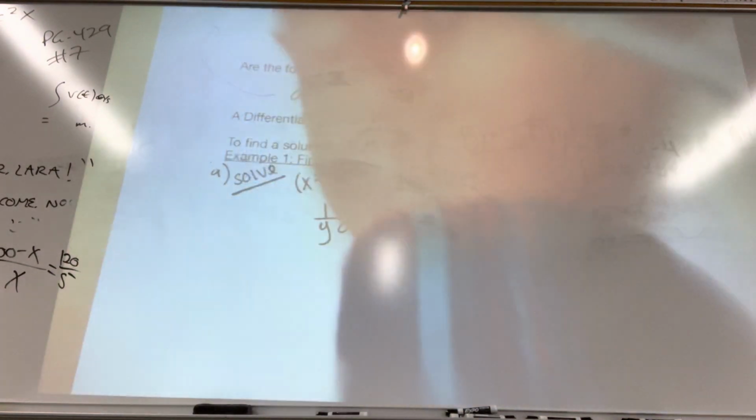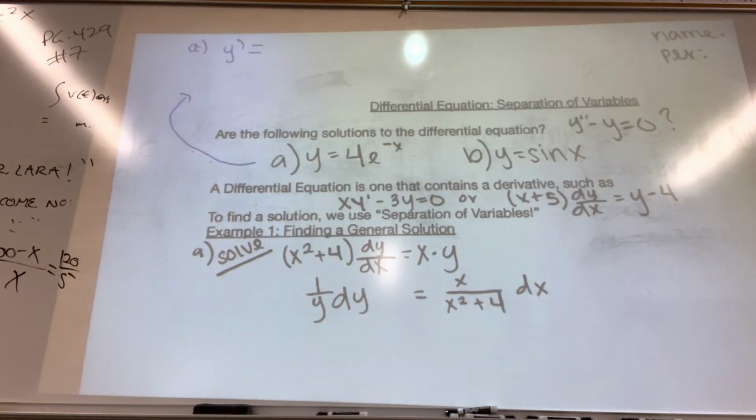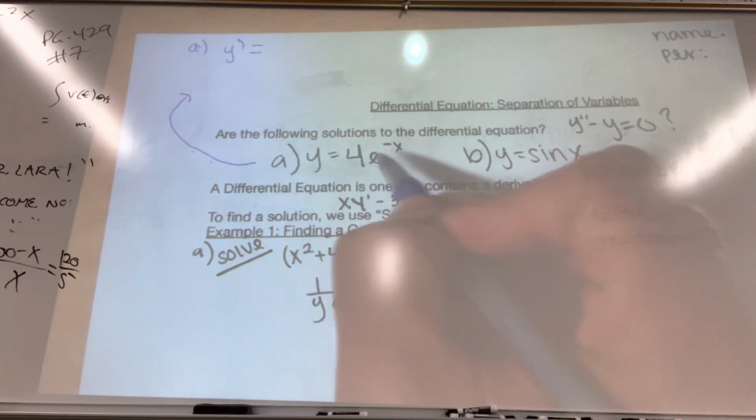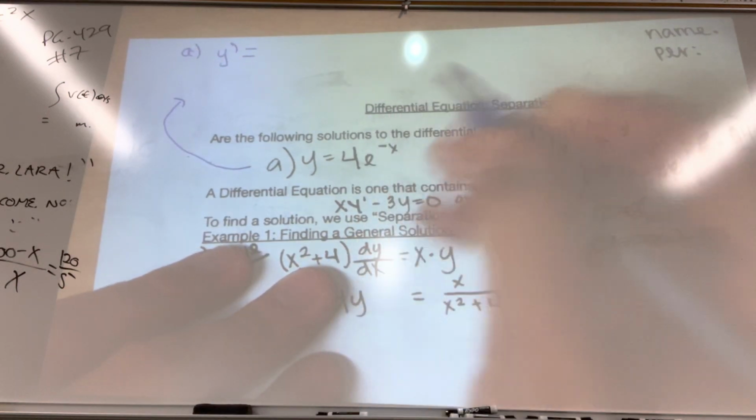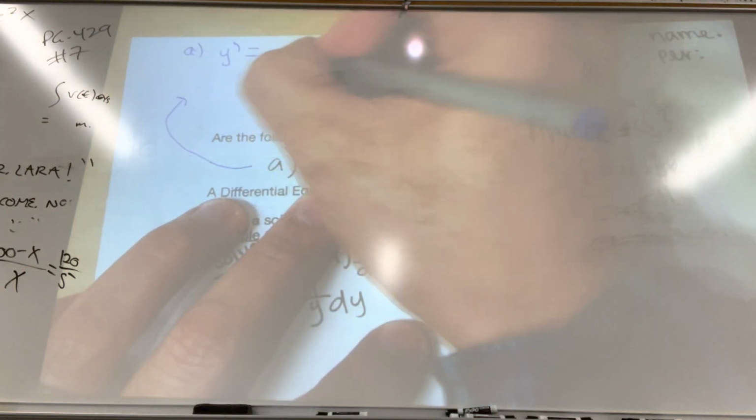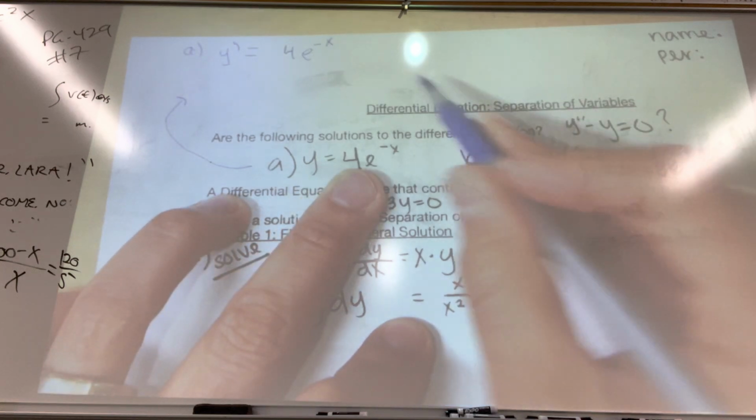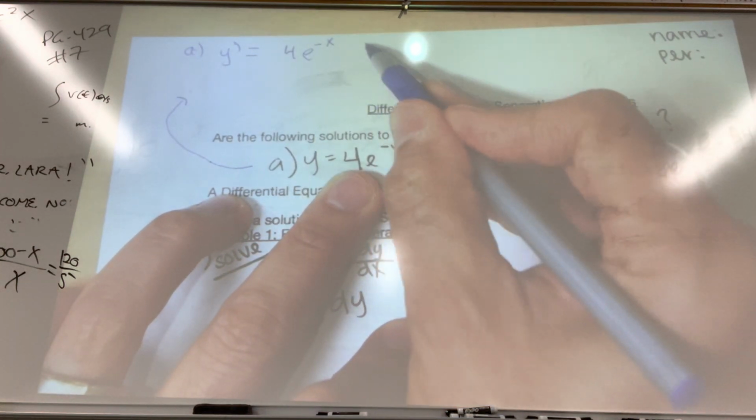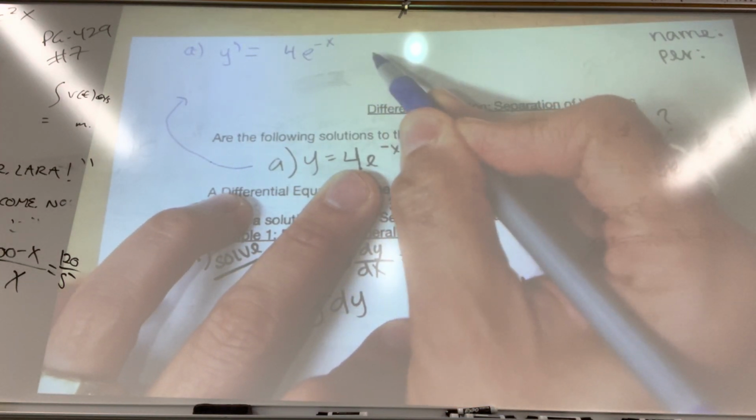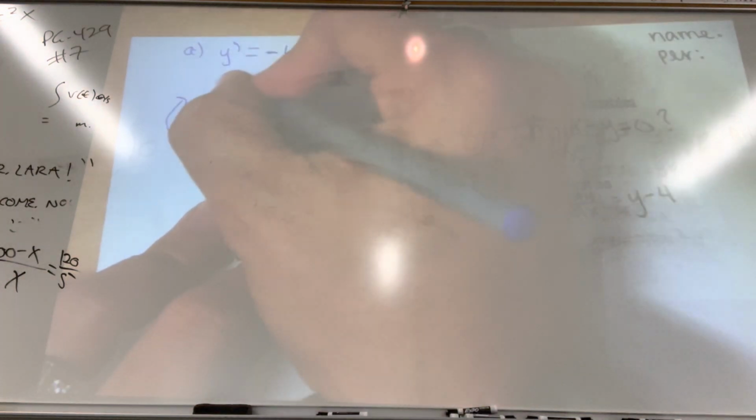first I need to find y prime. If this is y, what's the derivative of 4e to the negative x? Negative 4e to the negative x. Yeah, it would be 4e to the negative x times negative 1, chain rule. But then this negative 1, I can put it on the front, and there is y prime. We agree?